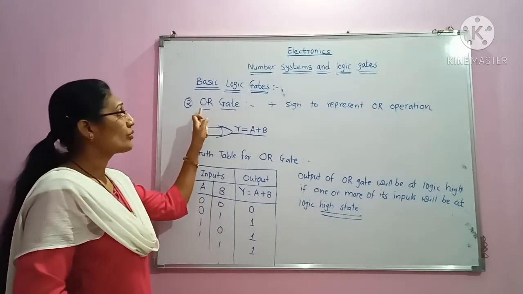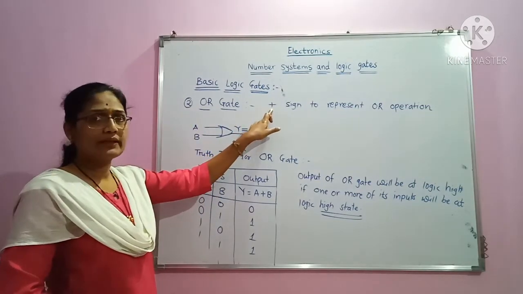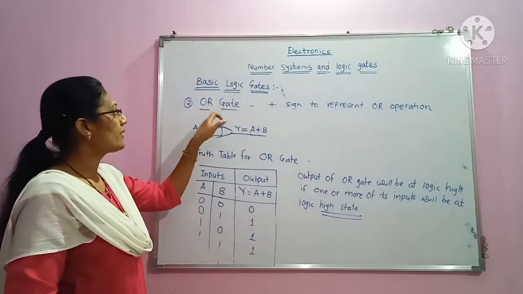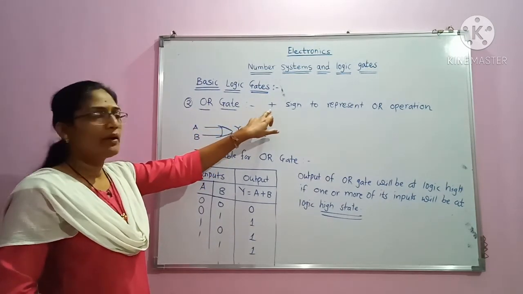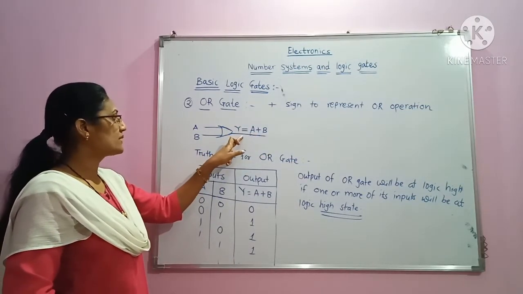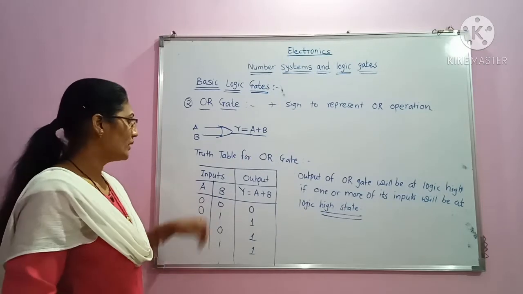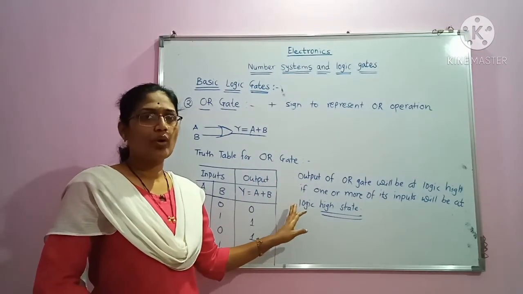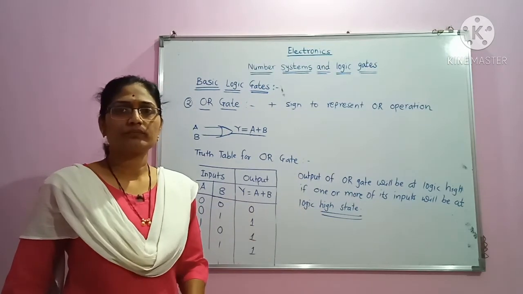In the case of the AND gate, we represented the AND gate by A dot B, and here we are representing the OR gate by putting a plus sign, and the output is given by A plus B. This is the truth table, and this is the conclusion that we have drawn from its truth table.